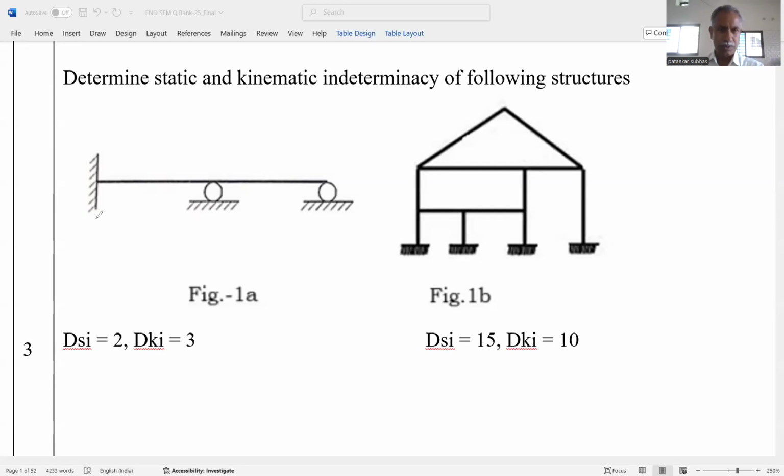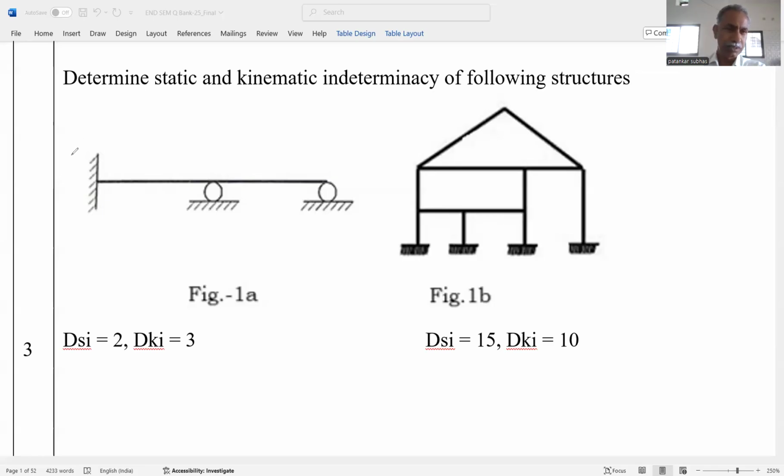Now, for this beam, we can find out the degree of static and kinematic redundancy. In the previous lecture, we discussed the degree of redundancy for the beam and the frame. And today we have taken two more examples, related to the beam and the frame. So, here a continuous beam is there.